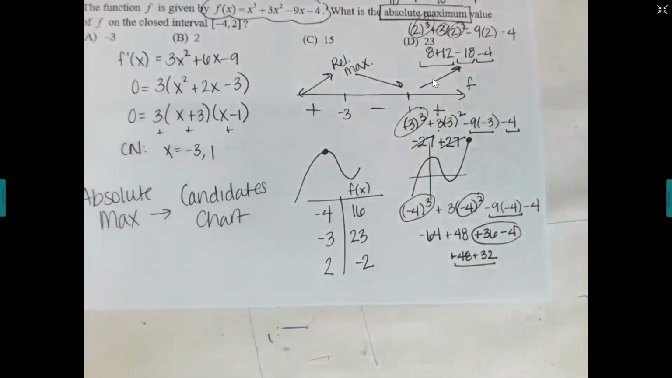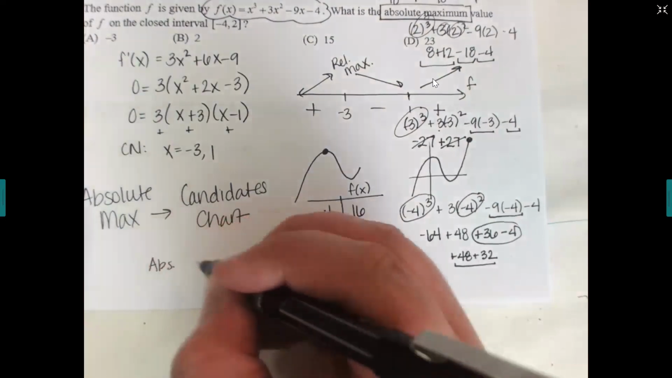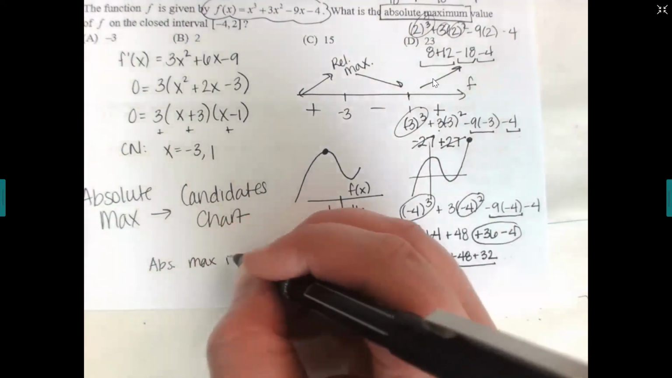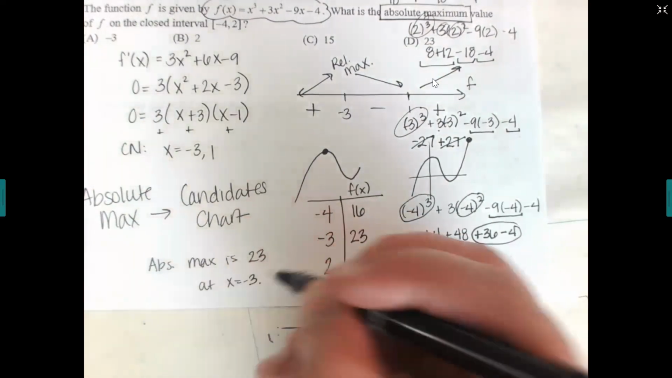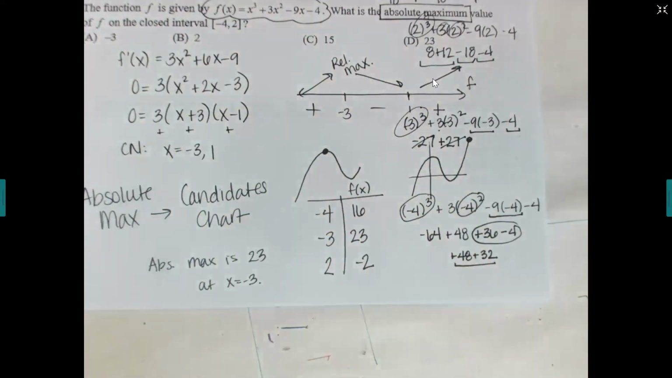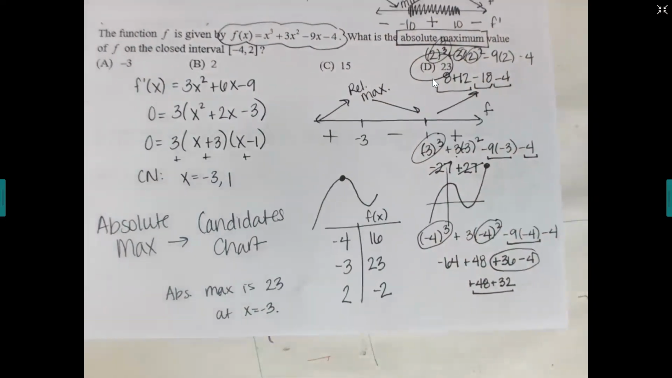Looking at the chart, you would just say, okay, which of these is the biggest? So our absolute max is 23, and it occurs at x equals -3. So if they say, where does the max occur? You'd say -3, but if it says, what is the max? You'd say 23. So that'd be answer choice D. Good on that?